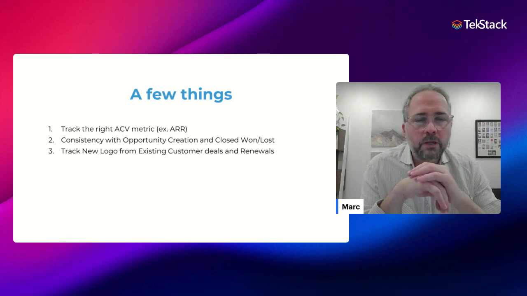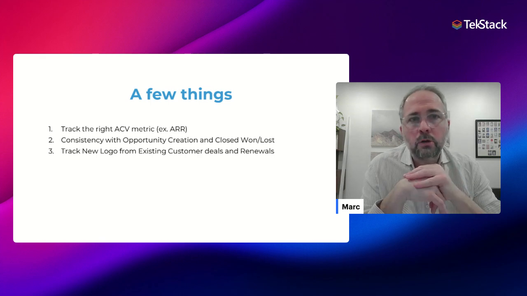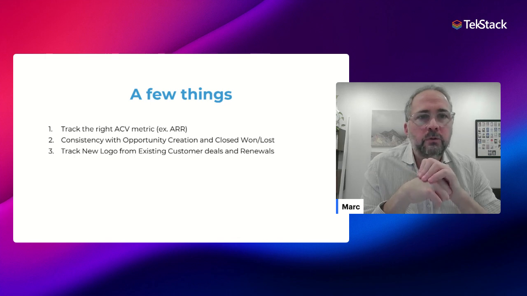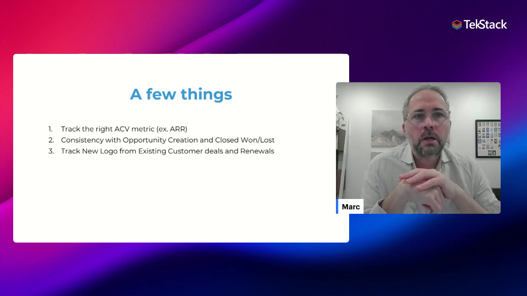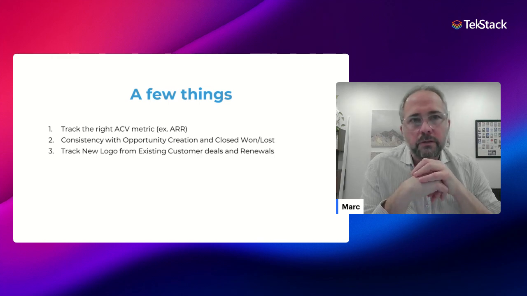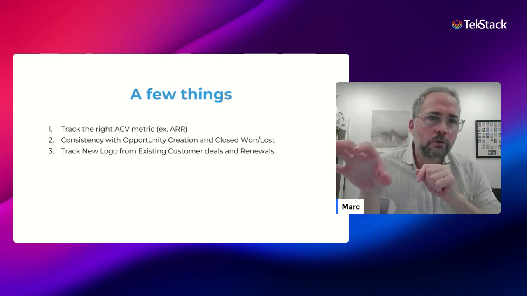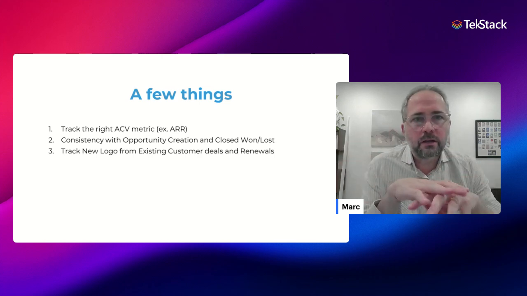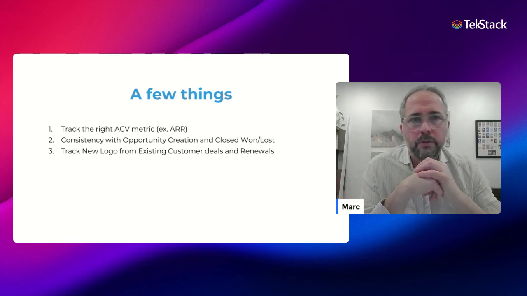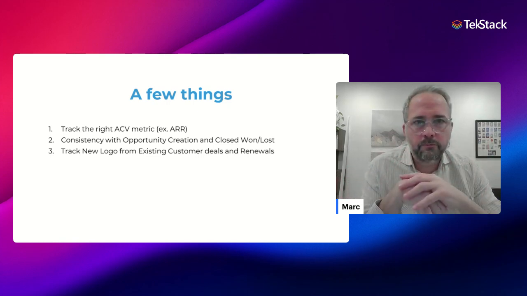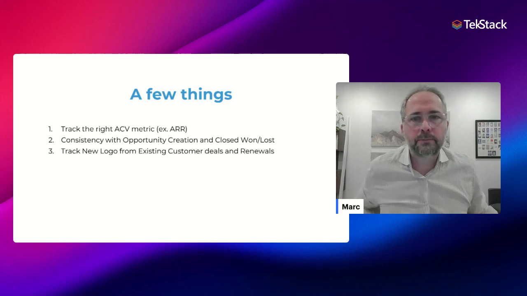Third thing to make sure you do in your CRM is separate new logo from existing customer deals, and with existing customers, make sure you exclude renewals. If you're not tracking renewals with opportunities, I would strongly recommend you do, but make sure you don't include renewals in your sales velocity. Ideally, you should be able to identify new logo and existing customer. Now, tech stack, our CRM does all this stuff, but if you're not using our stuff, then you're going to want to build some of this framework into how you're looking at data.